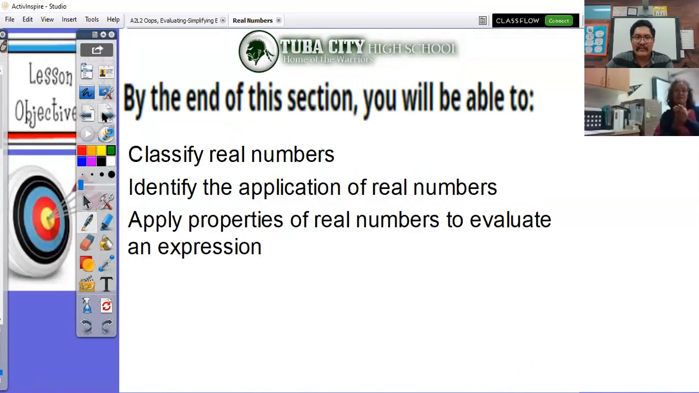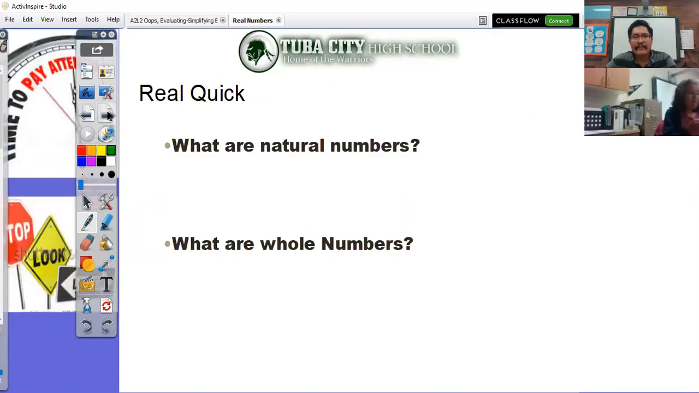And some other things that you will get by the end of the lesson is to classify real numbers. You're going to learn what real numbers are, what they do, and identify and apply real numbers is what it should say, but I guess that's a typo. And apply the properties of those real numbers to evaluate expressions. That's what we should be able to do by the end of this lesson.